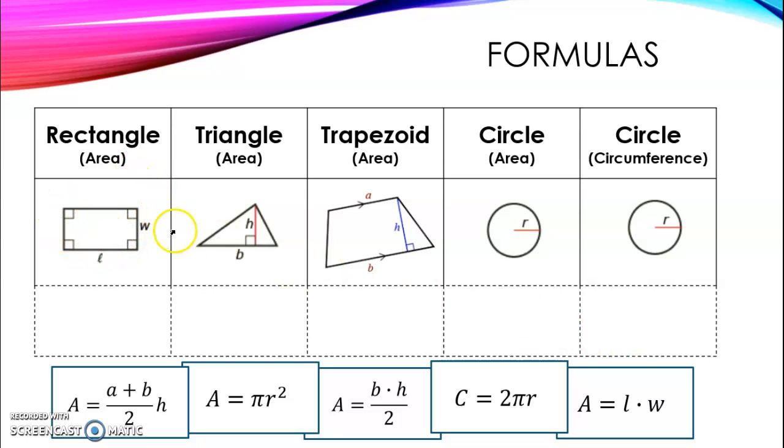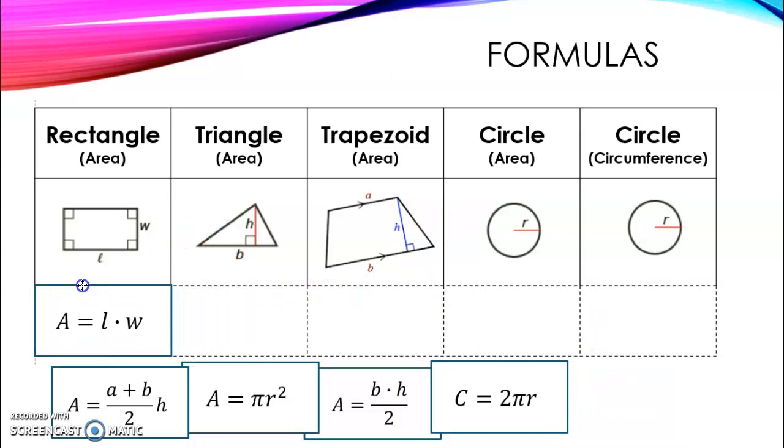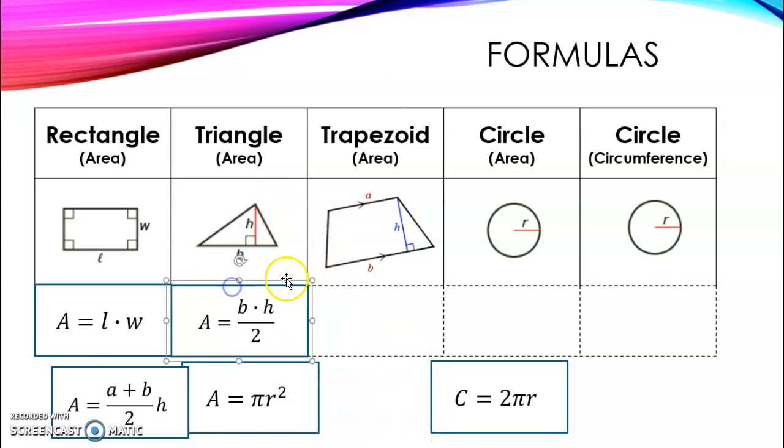Area of a rectangle is length times width. So we're going to drag this one up to there. Next, we have area of a triangle. Area of a triangle is base times height divided by 2, also 1/2 base times height. That'll give you the same answer. Next, we have area of a trapezoid.